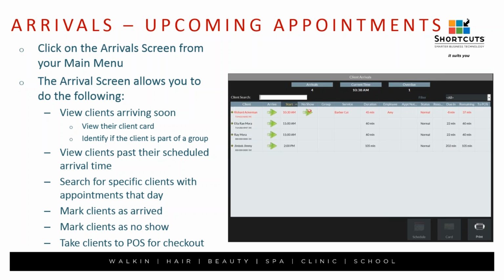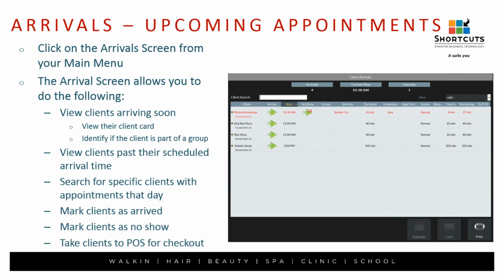I can search for specific clients. Up here I can search for a client by name and just mark them arrived from there. I can mark a client as a no-show from here as well. You can see this nice little no-show option. I can also take a client to the point of sale to check out from here. Once I mark a client arrived, you can see there is this to POS column. Because nobody's marked arrived in this screenshot, the little icon's not showing up, but as soon as a client's marked arrived, you can take them to checkout from here as well.